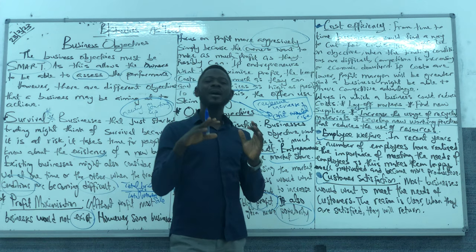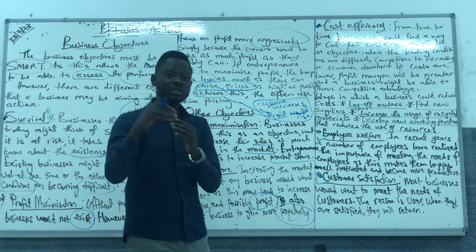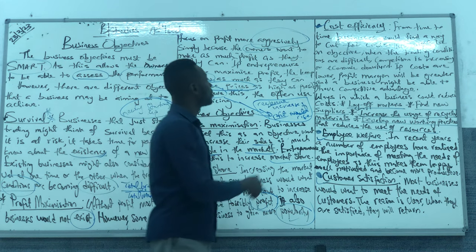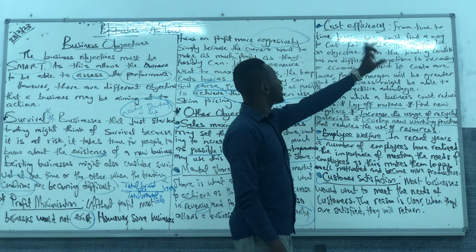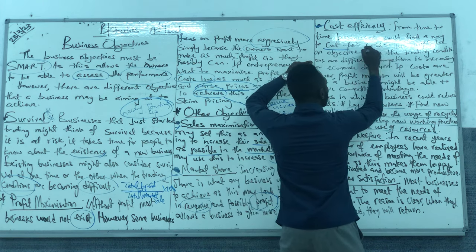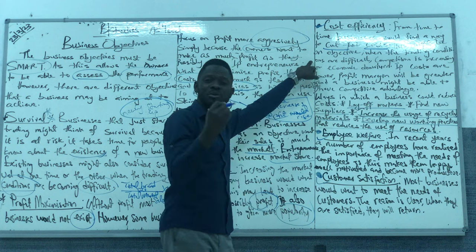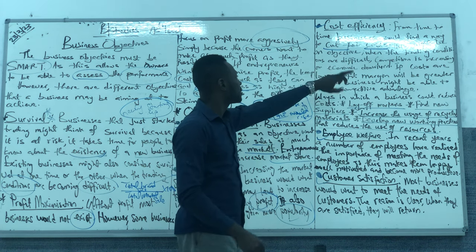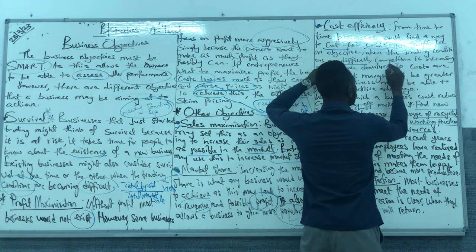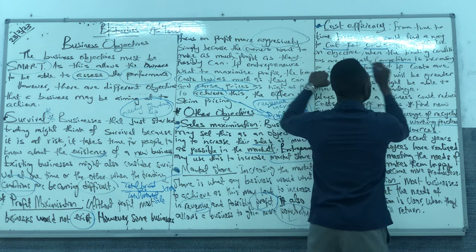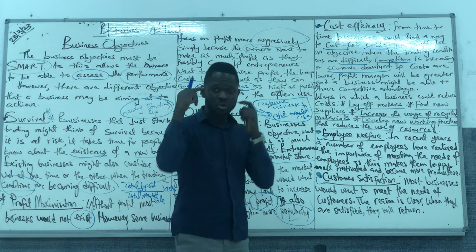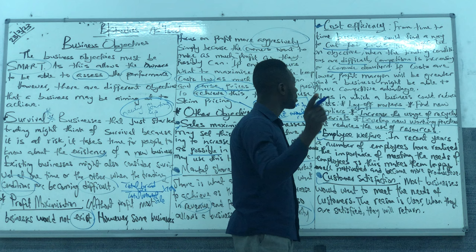Here we're talking about how a firm would want to reduce its cost as low as it can. So look at what I wrote here. From time to time, businesses would find a way to cut their cost. That is the point. They want to reduce their cost. So reducing their cost might be an objective when the trading conditions are difficult, competition is increasing, and there's an economic downturn. There are three reasons here that would make a business want to think about reducing its cost. So let's start with the first one.